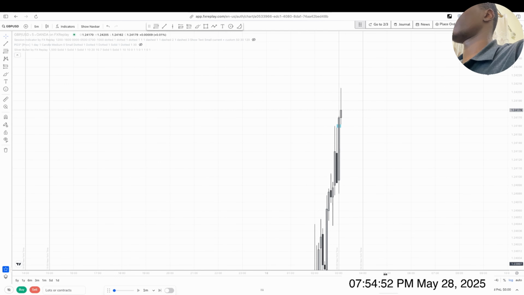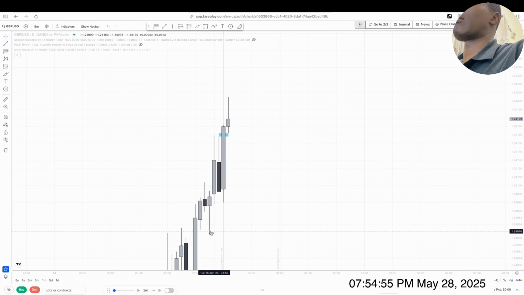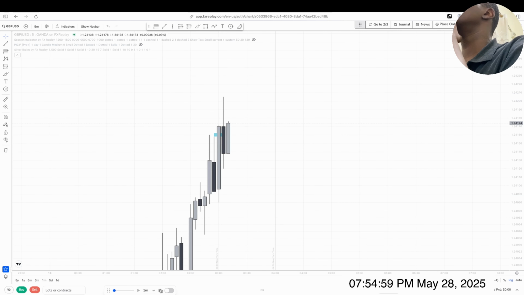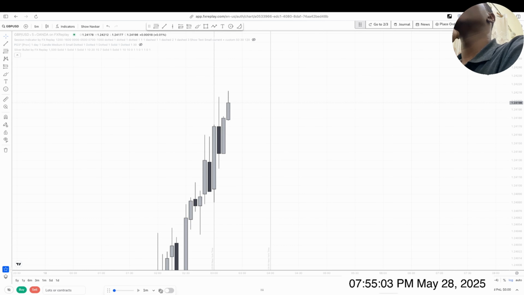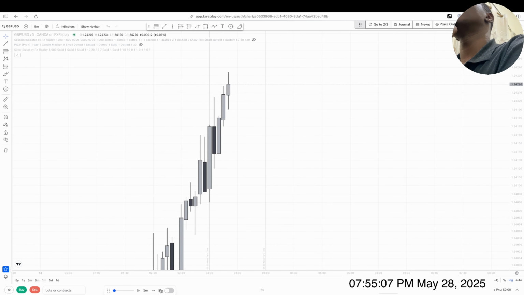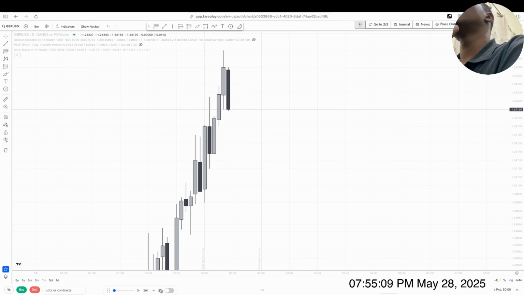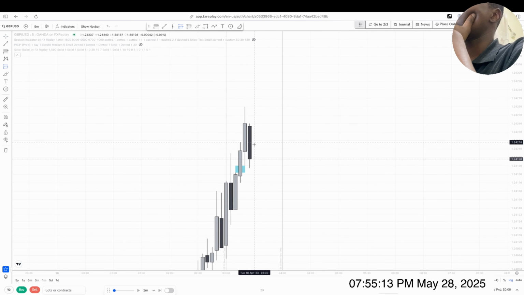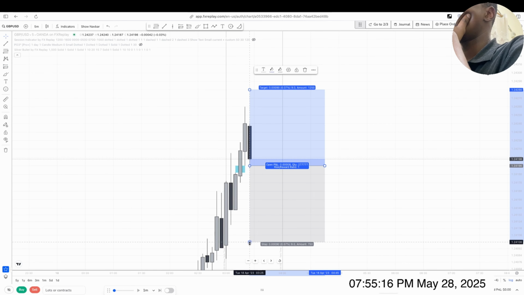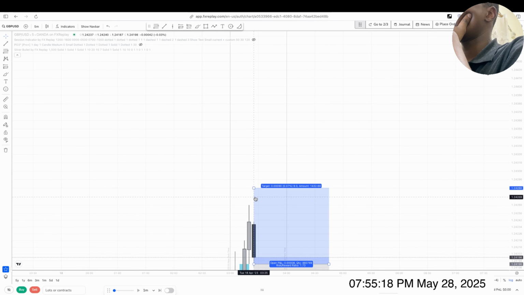Right, so drop humongously. Create a fair value gap, come to it in here. You can take a long here, stop loss here, take profit 1 to 2 here.